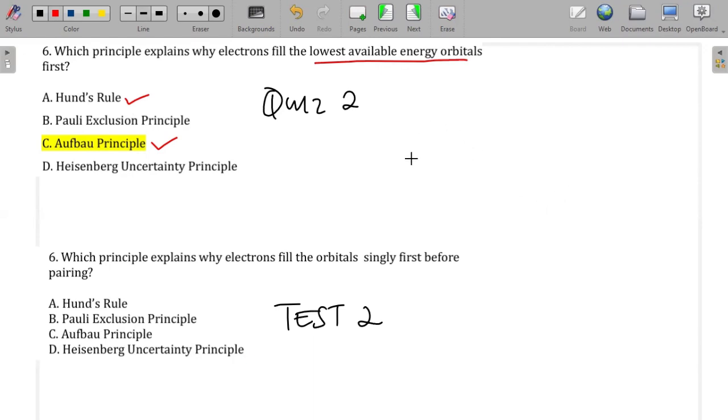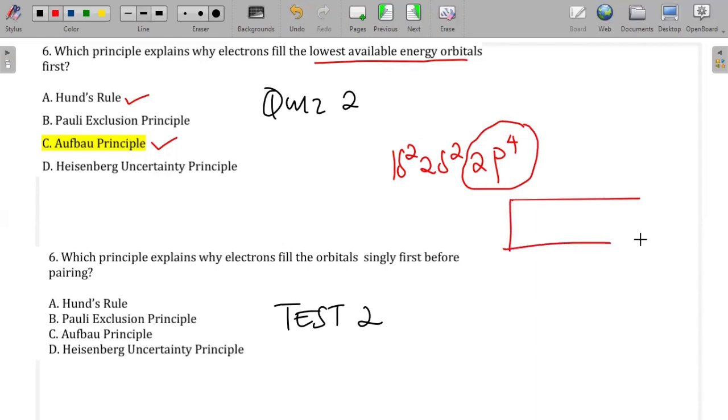So meaning that if I have maybe 1s2 and then 2s2 and then I have 2p4. When filling the orbitals in the p subshell, remember the p has 3 orbitals like this. So this is a 2p. So it has 4 electrons, right? So we first fill them singly like this, before you start pairing them up like this.